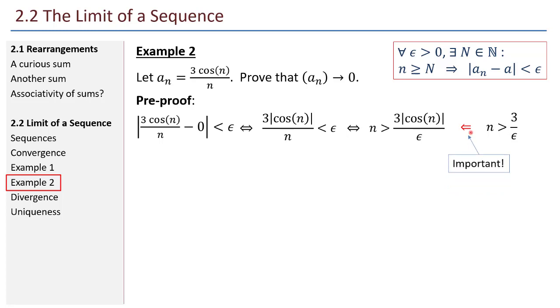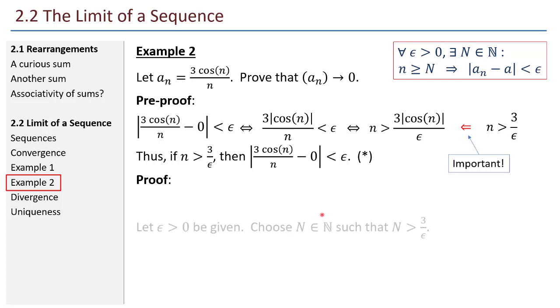All right, so just a little highlight. It's important to recognize when our implications are bidirectional and when they only work in one direction. So, encapsulating what I've just found: if n is greater than 3 over epsilon, then 3 cosine n over n is within epsilon of 0.